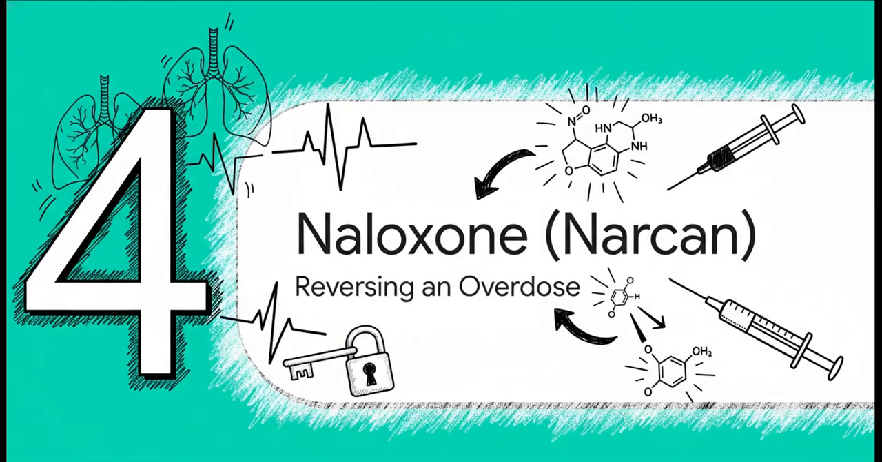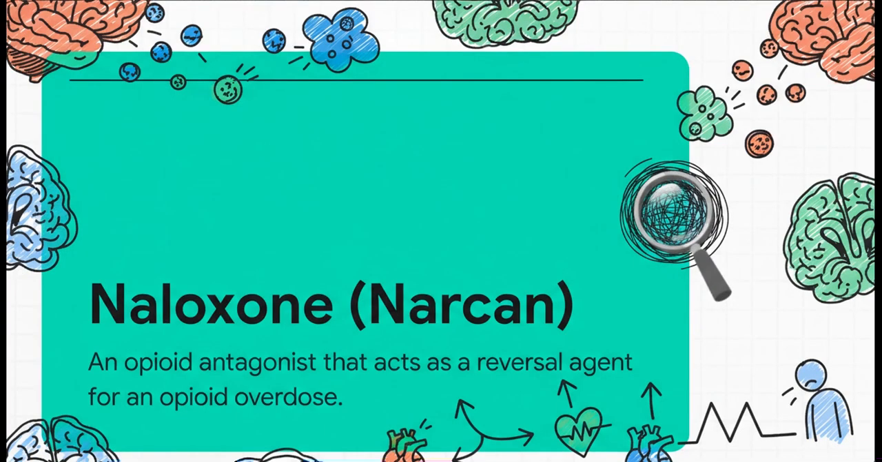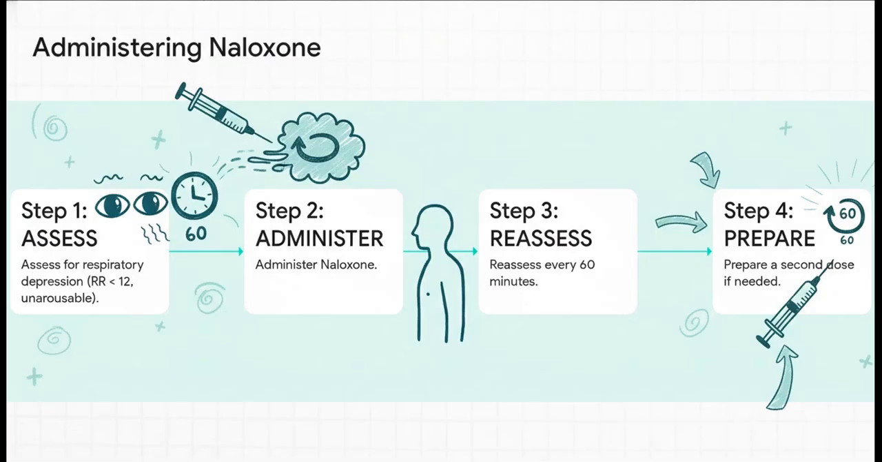So what do you do if your patient's respiratory rate does drop dangerously low? Well, you need to be ready to administer the antidote. Let's talk about naloxone, which you probably know as Narcan. Naloxone is literally a lifesaver. It works by swooping in and knocking the opioid molecules right off those receptors in the brain. It basically reverses all of those low and slow effects. It's an opioid antagonist.